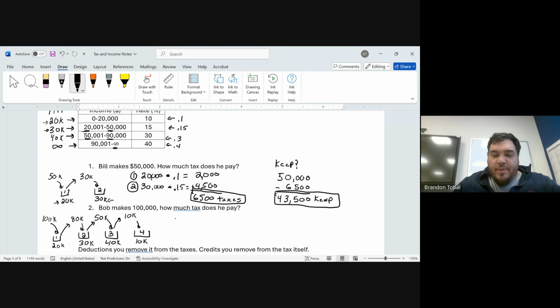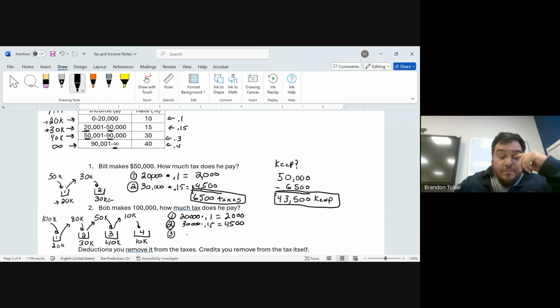So, with that in mind, I'm going to now calculate. From bracket 1, it's the 20K I found times 0.1, and that's 2,000. If you notice, that's the same number because in both situations they filled the bucket completely, so it makes sense that the number is going to be the same amount of taxes. Bucket 2, 30,000 times 0.15, that's 4,500.